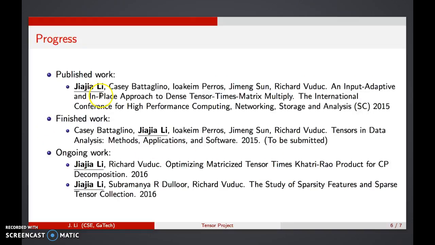I have made some progress on the project. I published a paper about dense tensor times matrix multiply at a supercomputing conference last year. I also finished a survey work with other people. The ongoing work is as follows. The first is to optimize the matricized tensor times Khatri-Rao product for CP decomposition, and another is the study of sparsity features.